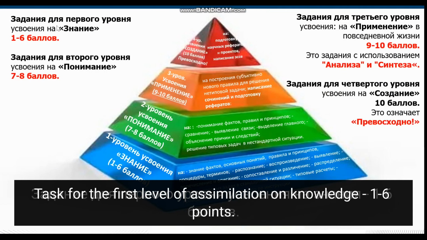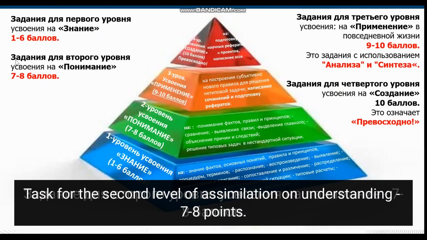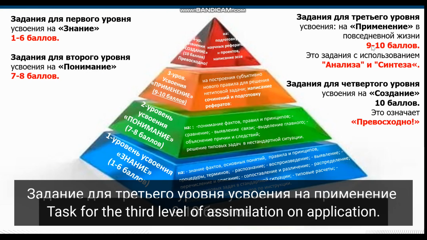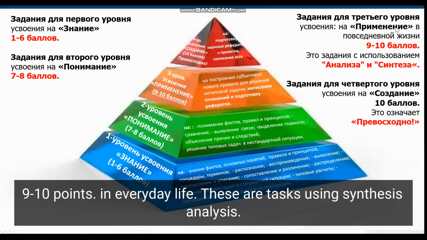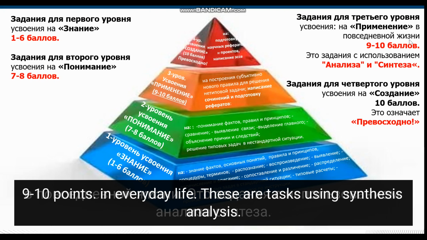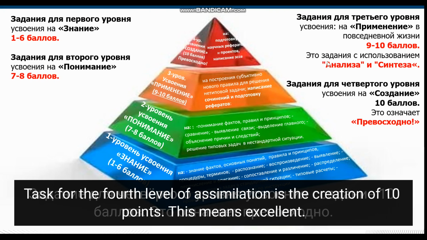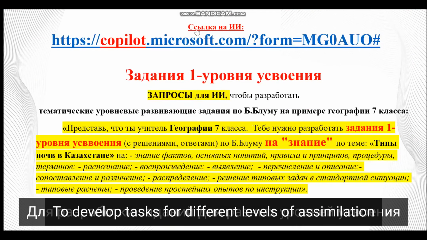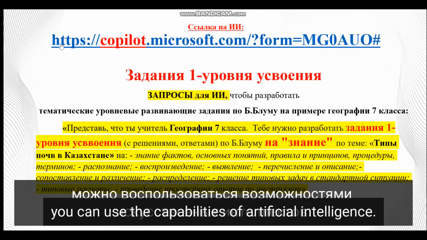Task for the first level of assimilation, on knowledge: 1 to 6 points. Task for the second level of assimilation, on understanding: 7 to 8 points. Task for the third level of assimilation, on application: 9 to 10 points. In everyday life, these are tasks using synthesis and analysis. Task for the fourth level of assimilation is creation: 10 points.